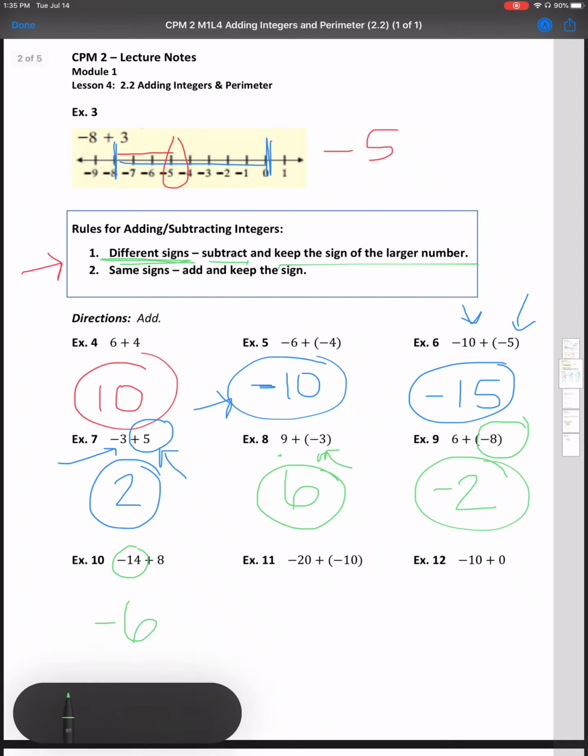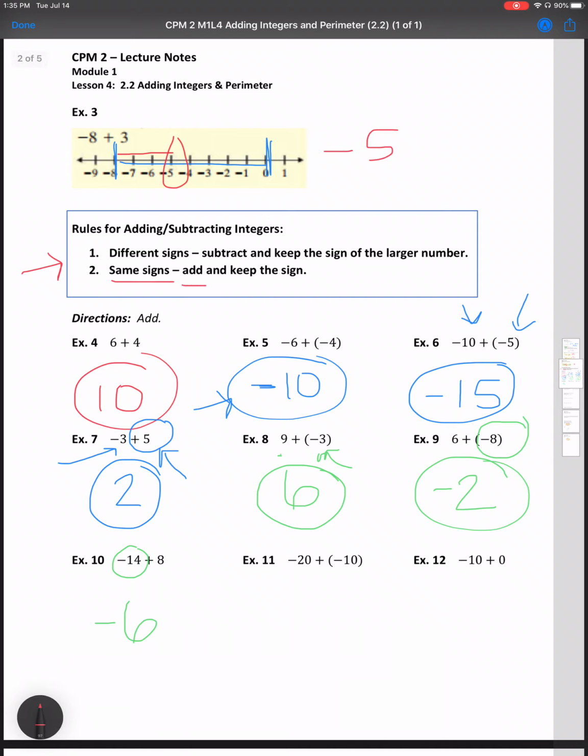Same sign or different signs? Here you'll notice we have the same sign. So what we're thinking is add. 20 plus 10 is 30. Keep the sign that's already in front of both of them, which is -30.